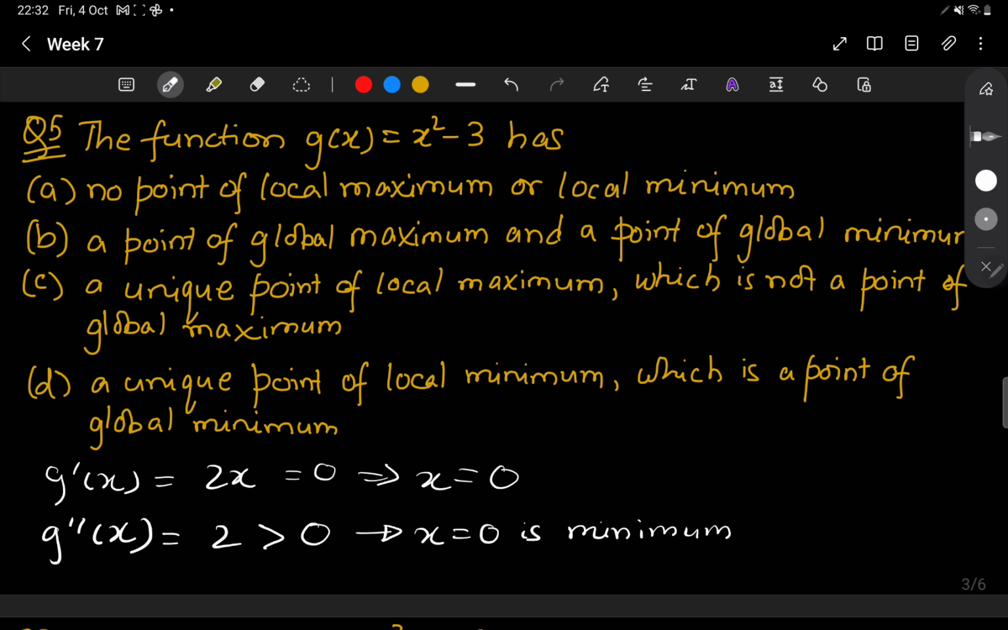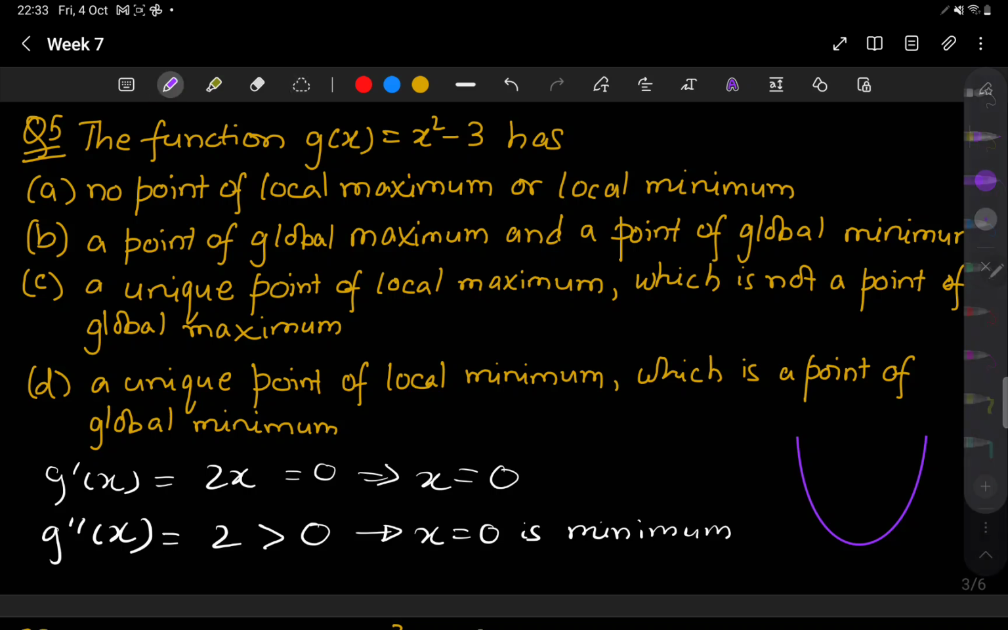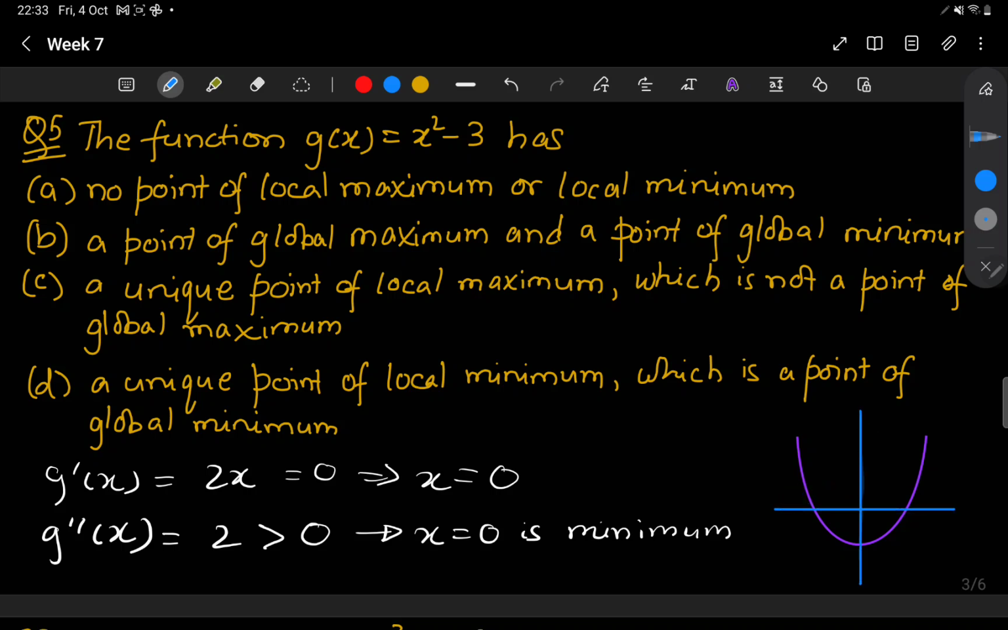In fact, if we draw the plot, it's actually a parabola, something like this. Let me try again. I guess this is better, probably my best attempt. Okay. And that's the plot, and this point is -3. This is 0. This is √3, and this is -√3.